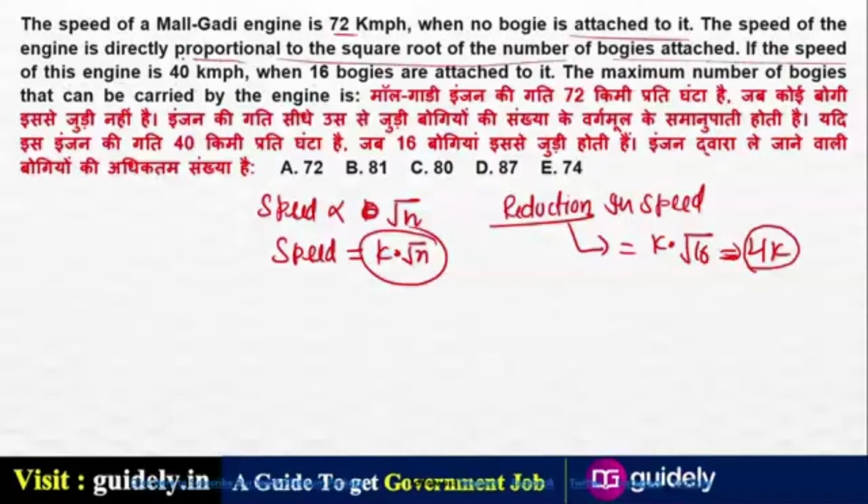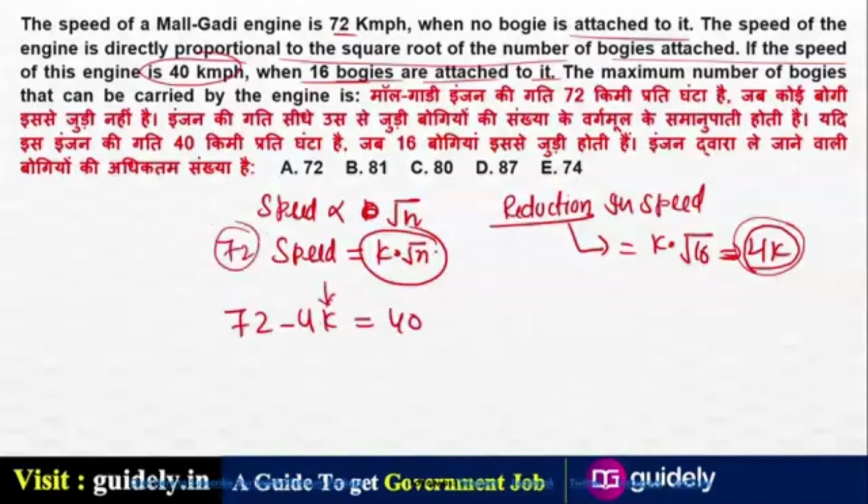And if the engine has 40 km per hour speed when 16 bogies are attached, so the reduction is in the format of 4k. So if I say 72 minus 4k is equal to 40, then I can find out the actual value of k. You do not have to put 72 and 16 or 40 directly, because this k constant is the reduction constant. So you have to calculate the value of k like this.